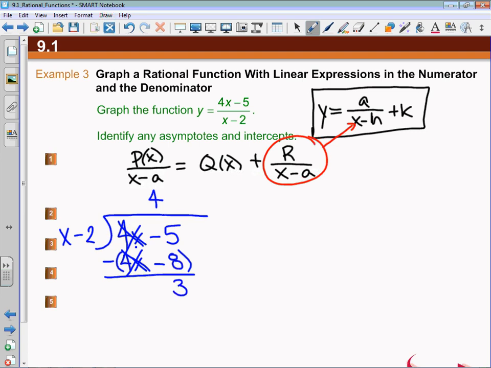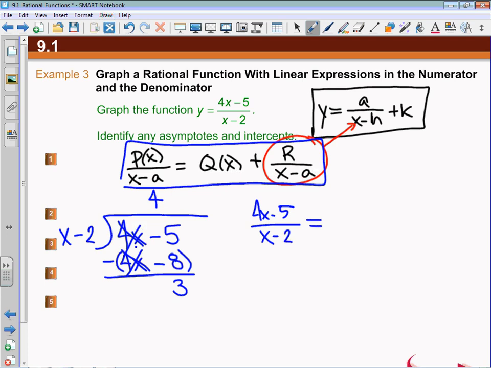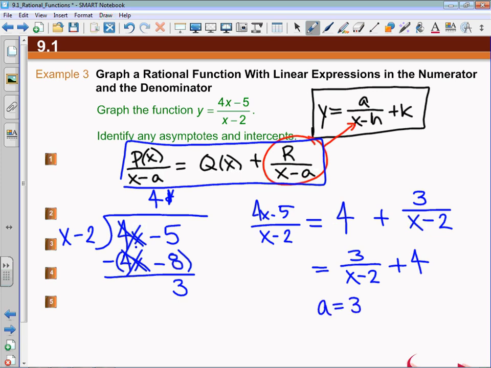Now, positive 3 doesn't have a variable to it, so I can't divide that further. If I use the division statement here, I can say that 4x minus 5 divided by x minus 2 is equal to 4, the result of the division that I put an asterisk beside, and then I add that 3 that is yet to be divided by the x minus 2. What's really important is that if I write the right-hand side as 3 over x minus 2 plus 4, students can now see that a is equal to positive 3, h is equal to positive 2, and k is equal to positive 4.